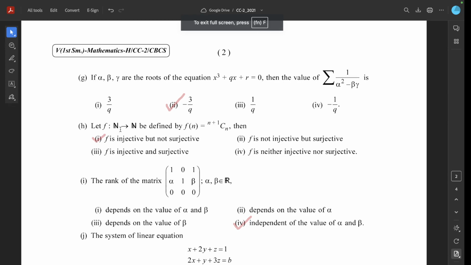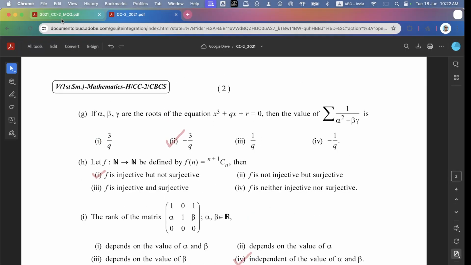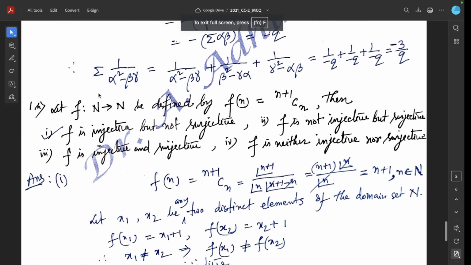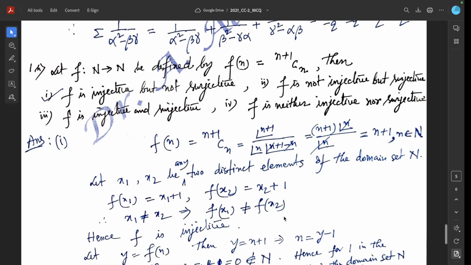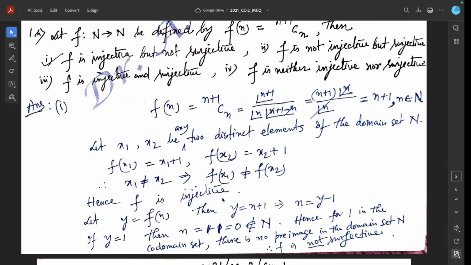Question 8. If f maps N to N is defined by f(n) equal to (n plus 1)C n, the correct option is f is injective but not surjective. f(n) equal to (n plus 1)C n. So that is factorial (n plus 1) by factorial n into factorial (n plus 1 minus n). So this is n plus 1, n belongs to natural numbers. Let x1, x2 be any two distinct elements of the domain set N, and f(x1) equal to x1 plus 1 and f(x2) equal to x2 plus 1. So when x1 not equal to x2 implies f(x1) not equal to f(x2). Hence f is an injective mapping.